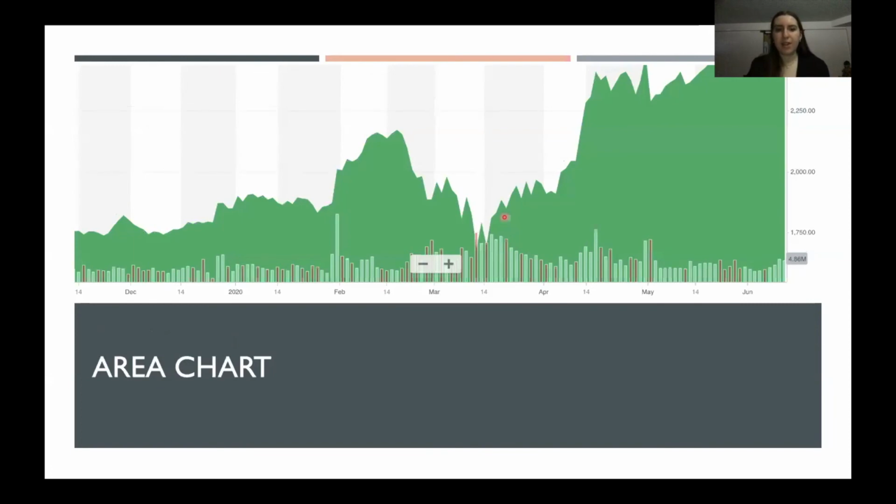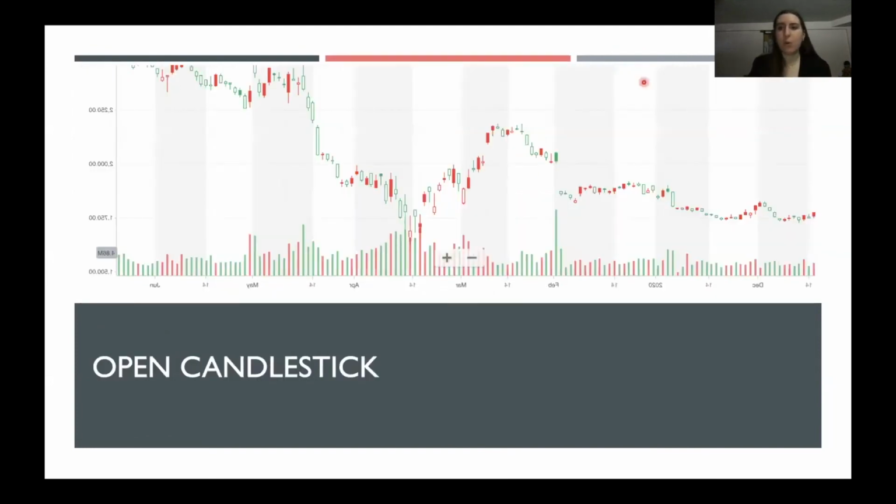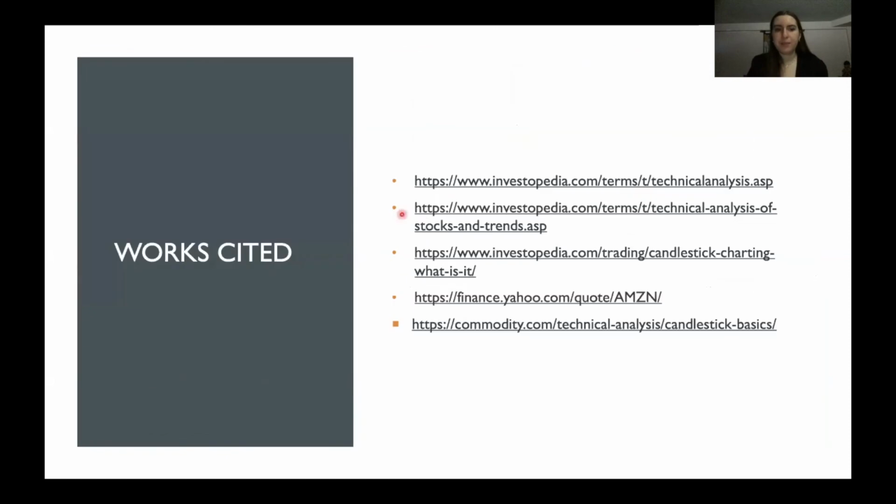And then we have the area chart, which also makes it a lot easier to see these trends in the price. And then we have an open candlestick chart, similar to the candlestick chart, but typically within a bullish period, we'll have an open candlestick. Remember, that's when the closing price is higher than the opening price. And then for bearish, we'll typically have a solid candlestick.